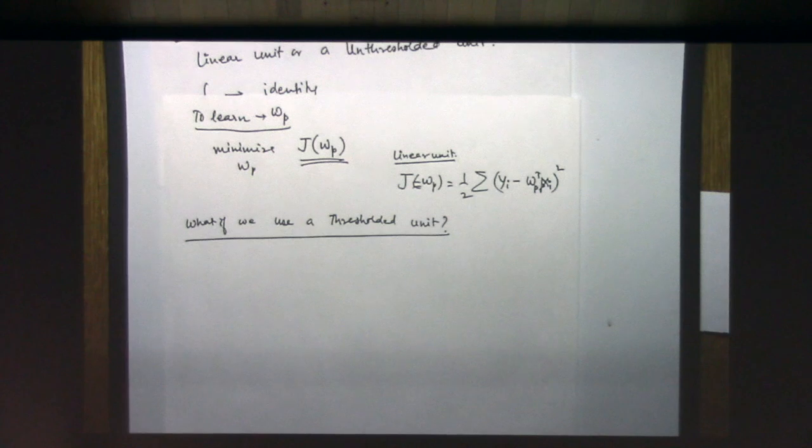But what if we use a thresholded unit or a perceptron unit? In that case, our error function would change. Why would it change? Because the output of that perceptron is not this. The output of that is +1 or -1. So think of that output, and let's call that output chi. So chi_i is equal to +1 if W_p transpose x_i is greater than or equal to 0, and -1 otherwise.